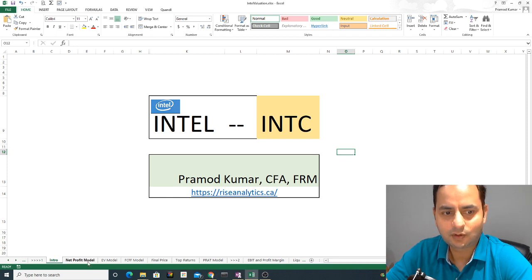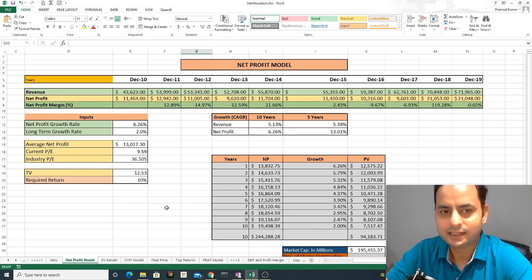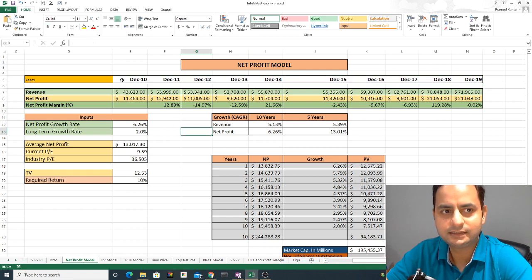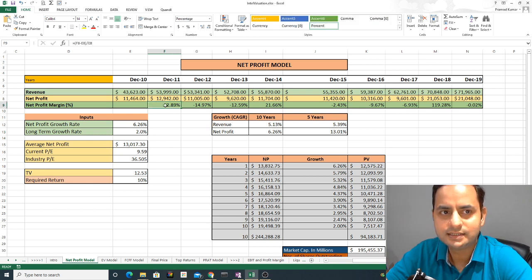So the first model I'll use is the net profit model. In this model, I have taken 10 years of data. As you see, the annual data is from December 2010 to December 2019. The revenue is for 10 years, and then we have net profit here for 10 years in the yellow row. The net profit margin, as you can see, is increasing, then it decreases, and then increases and decreases.